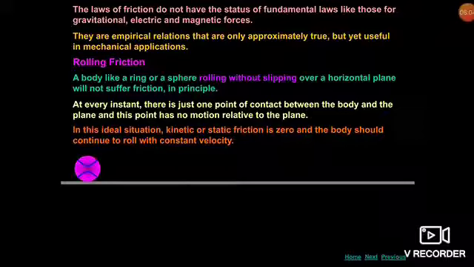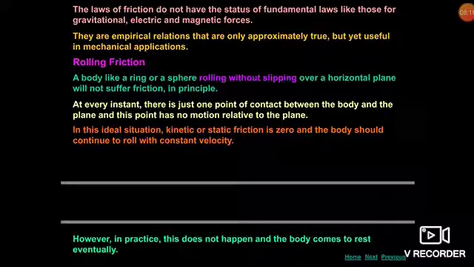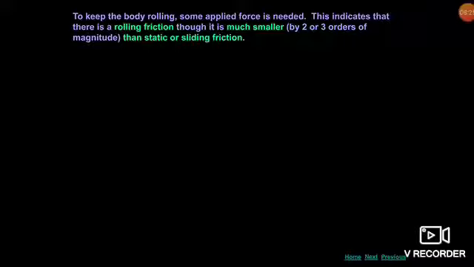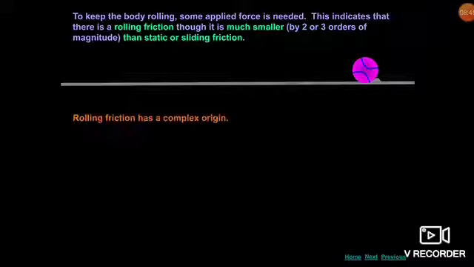As we can see, there is one ball, it is moving like this. Another situation, there is one wheel, you can see it is also rolling like this. They all have constant velocity. However, in practice this does not happen and the body comes to rest eventually. To keep the body rolling, some applied force is needed. This indicates there is a rolling friction, though it is much smaller, by 2 or 3 orders of magnitude, than static or sliding friction. Now again you can see there is one ball, it will stop because the friction force is acting. This is a practical situation.